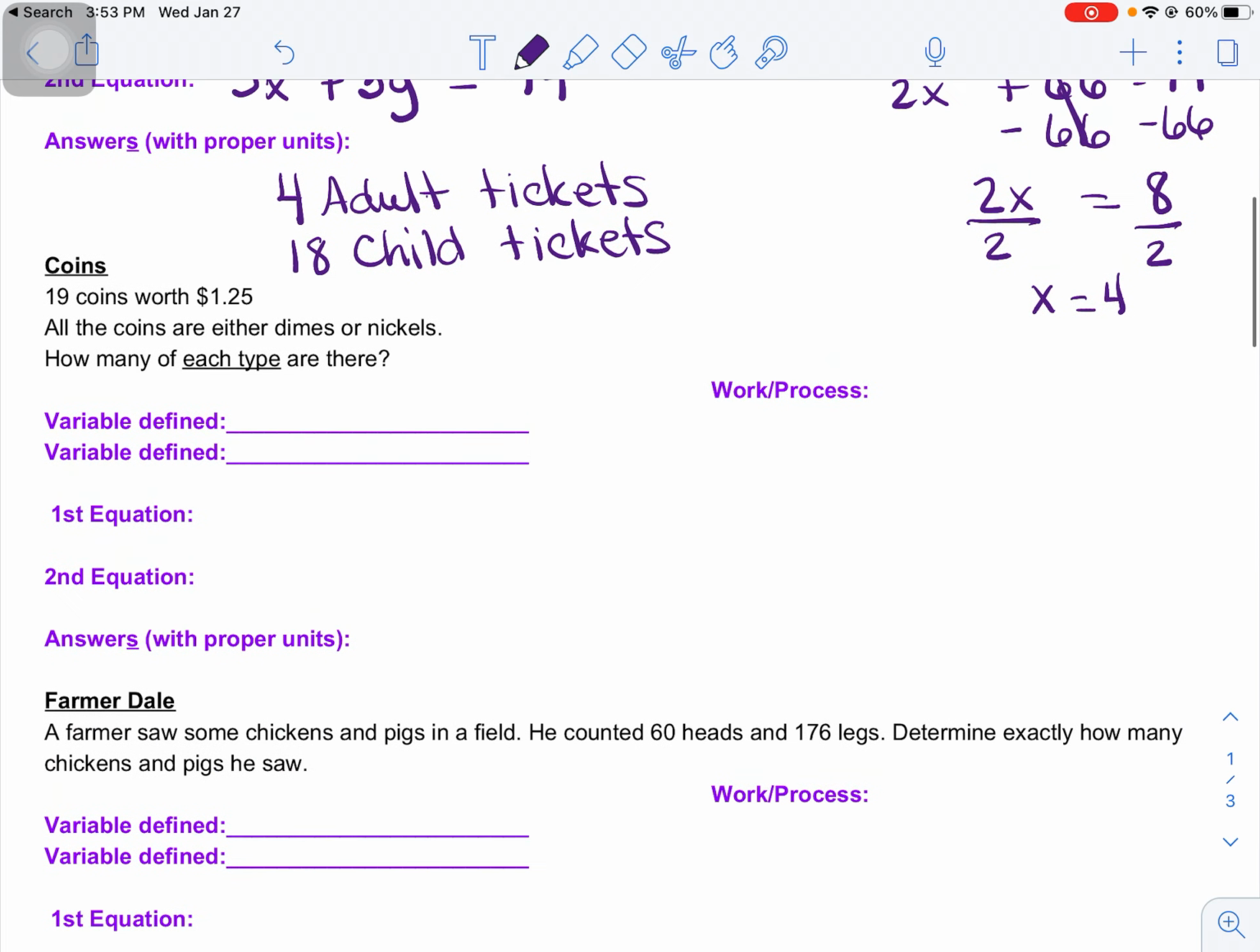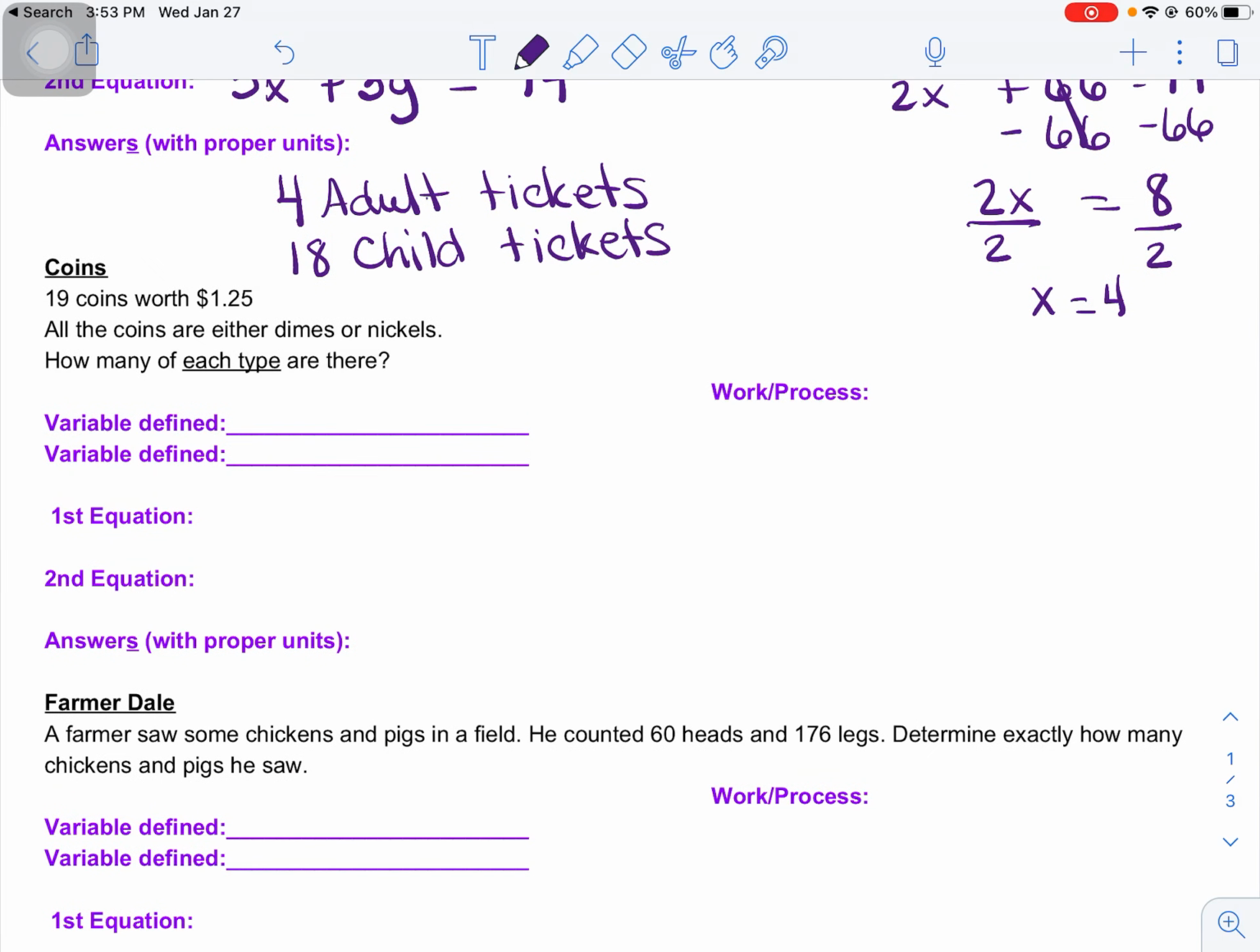We have coins. So we have 19 coins worth $1.25. So immediately we know we're going to have something with the total coins of 19 and something equaling $1.25. All coins are either dimes or nickels. Oh, goodness, that's great because that's only 2 things to deal with. So the first variable we're going to use, maybe D, to represent the number of dimes. And then the second one we'll use N and let it represent the number of nickels.